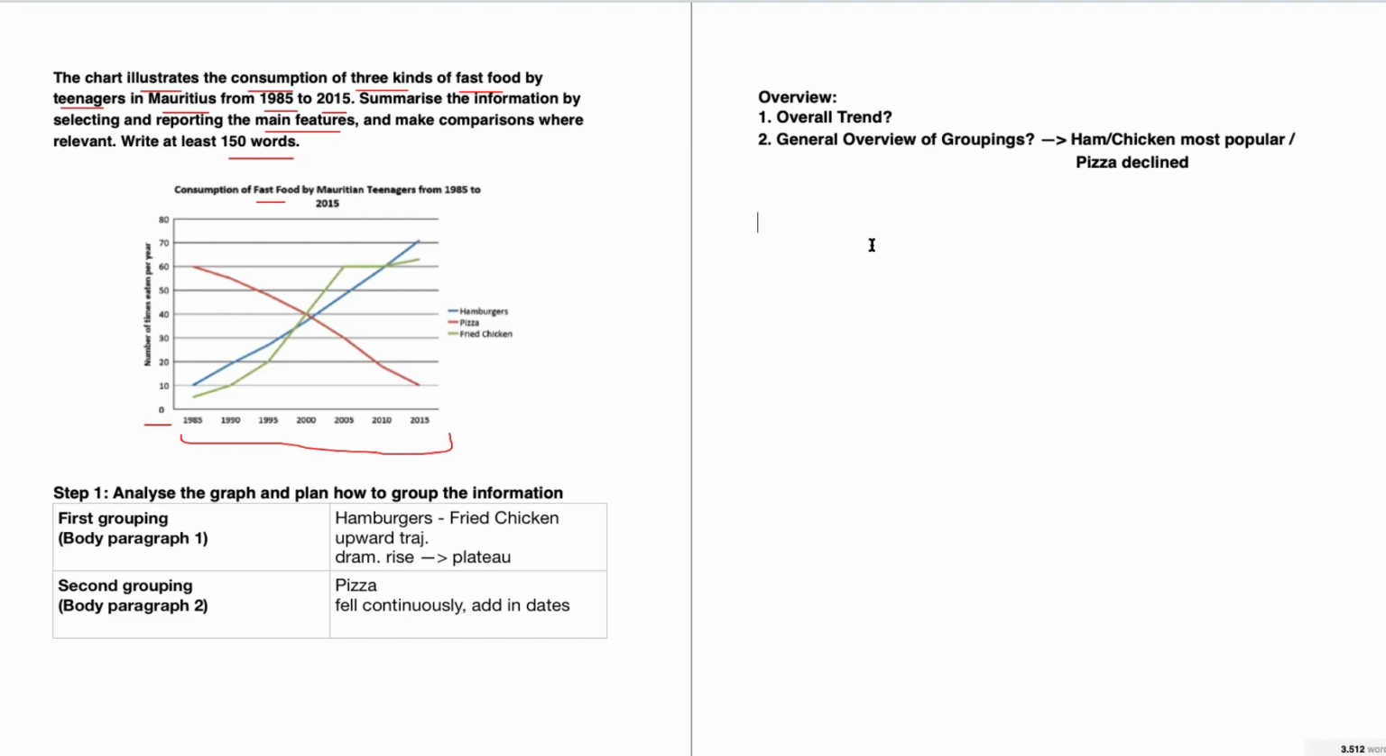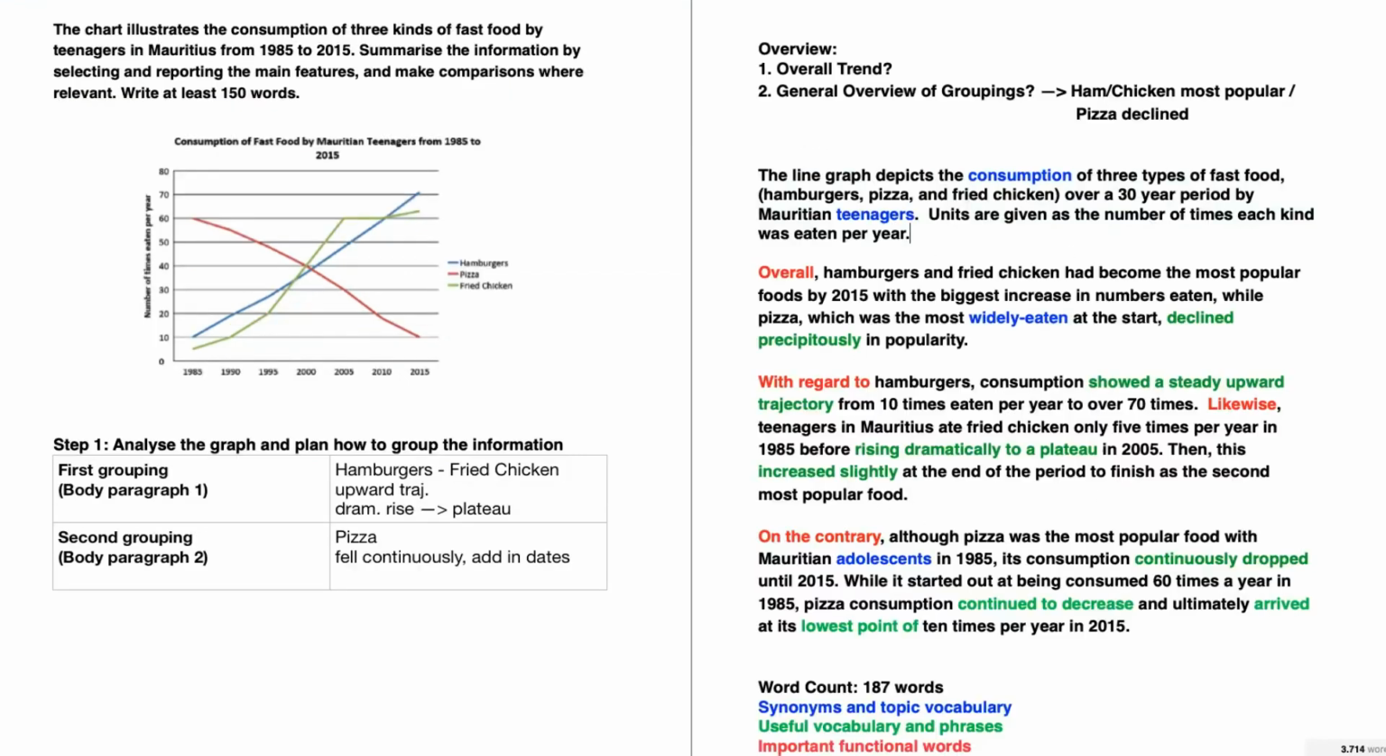actually on the exam. And here I'm going to place our essay. And here we are. So let's look at this together. Again, I've got the same color coding system here. Let's read our introductory paragraph and then take it from there. So it says, the line graph depicts the consumption of 3 types of fast food, hamburgers, pizza, and fried chicken, over a 30-year period by Mauritian teenagers. Units are given as the number of times each kind was eaten per year.